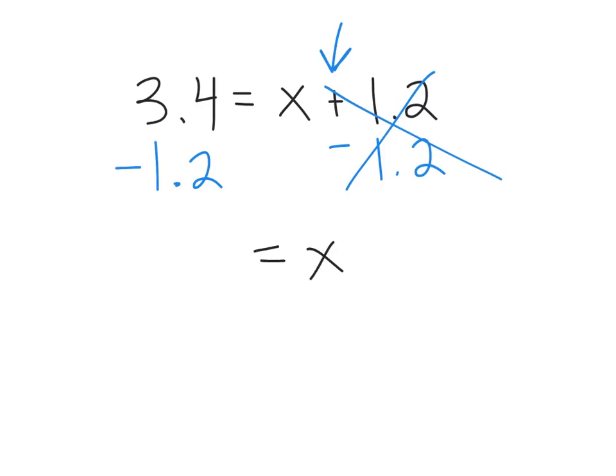I want to isolate my variable x, get it by itself. And on the left, I subtract 3.4 minus 1.2. Remember, when you're adding and subtracting with decimals, you need to line up the decimal points. You need to make sure that the decimal points are right on top of each other, and then you just add and subtract like normal. 4 minus 2 is 2, and 3 minus 1 is 2, so my final answer should be 2.2.